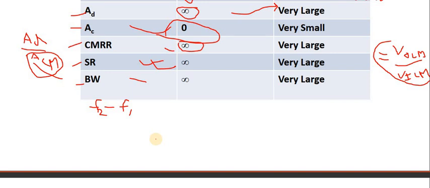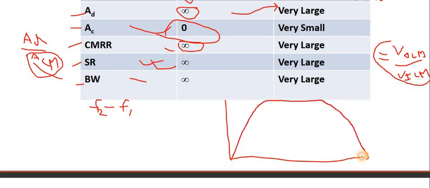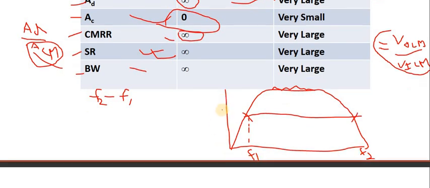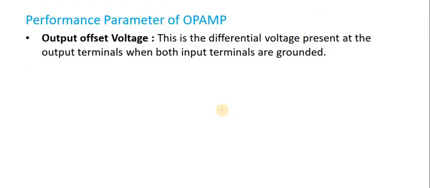In this output, the output power is a minimum of 50% of your maximum power. Suppose this is your maximum power. Now the output power is a minimum of 50% of your maximum power. So I am taking these frequencies F1 and F2, and I can say my bandwidth is F2 minus F1.